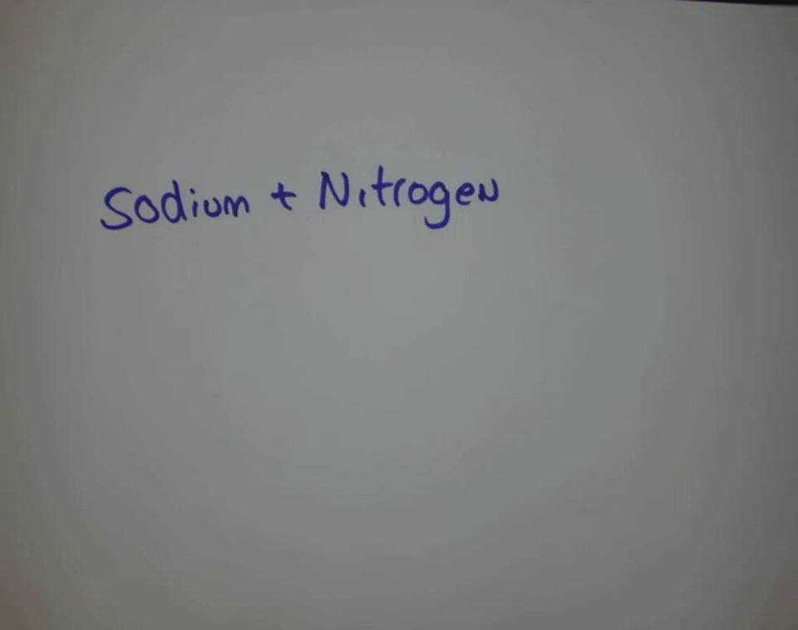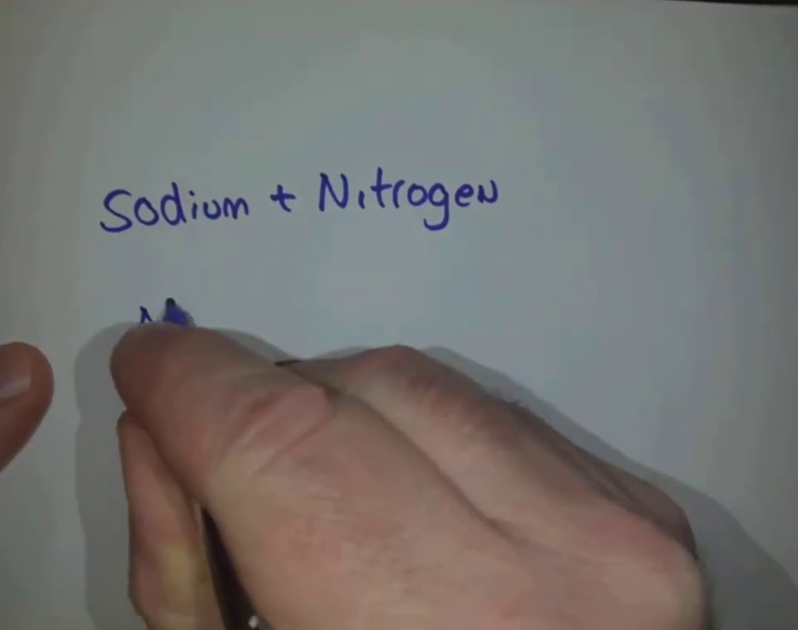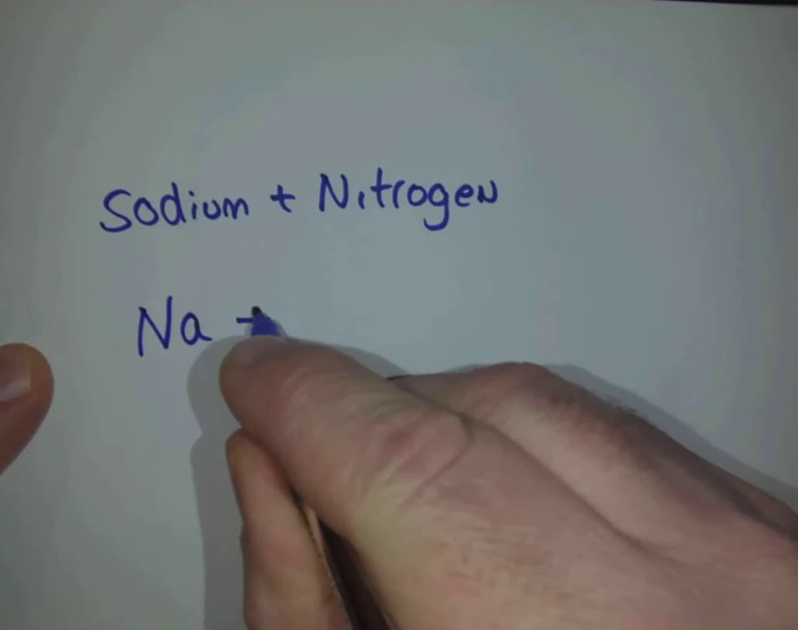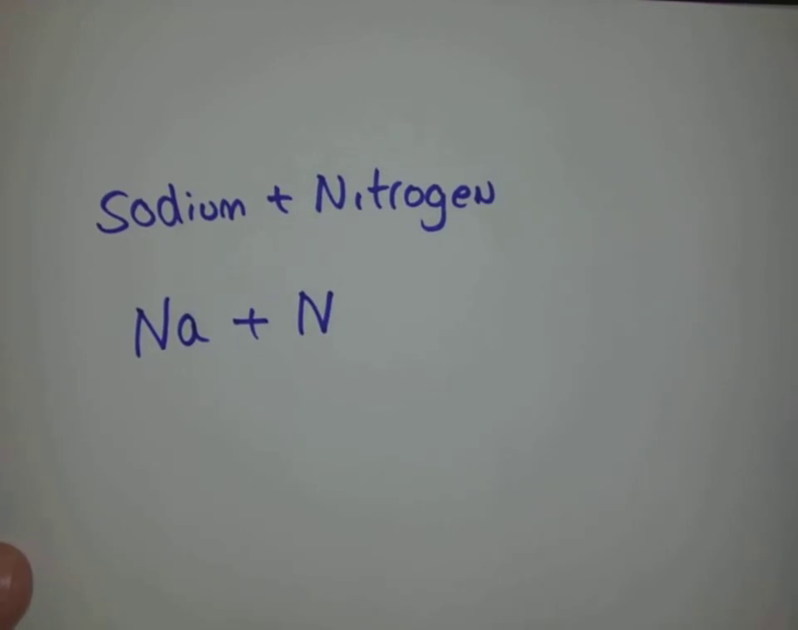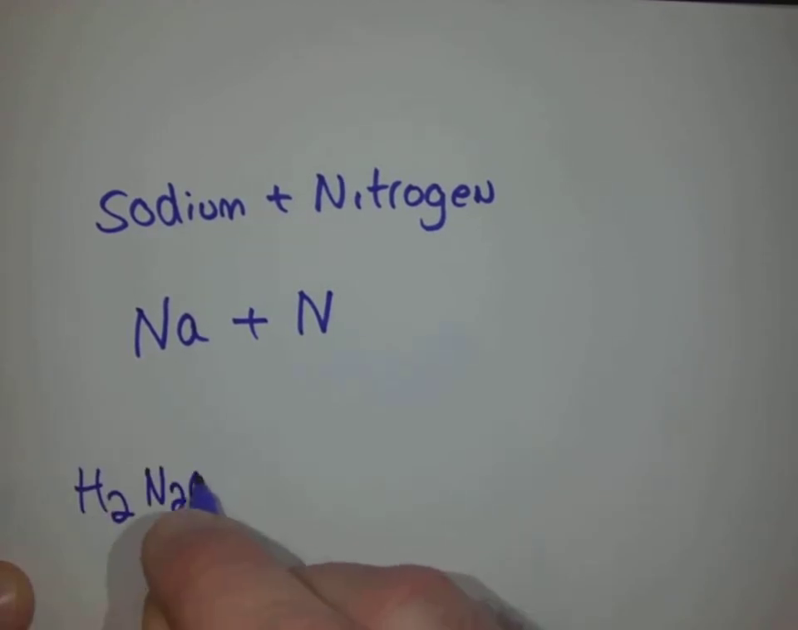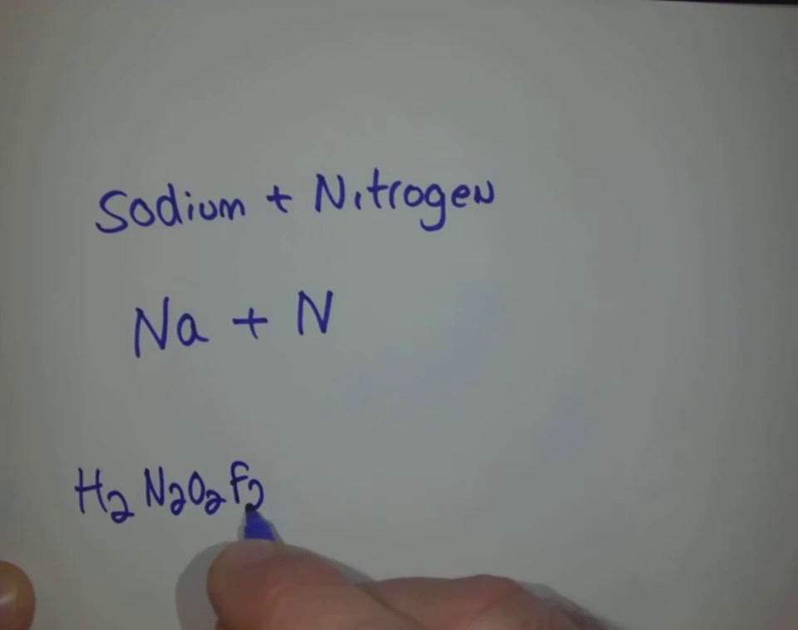So how do we start a problem like this? We write down the elements, sodium and nitrogen. Now we have to check if these are monoatomic, diatomic, tetraatomic, or octatomic. Now remember, some elements can't exist by themselves.